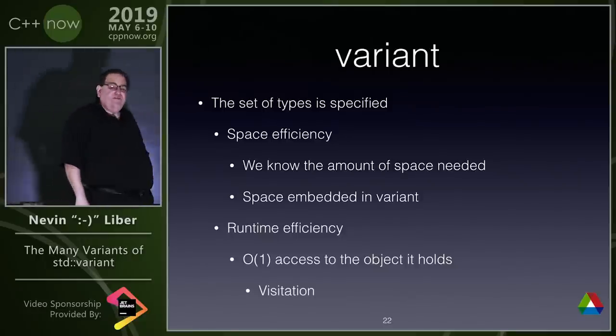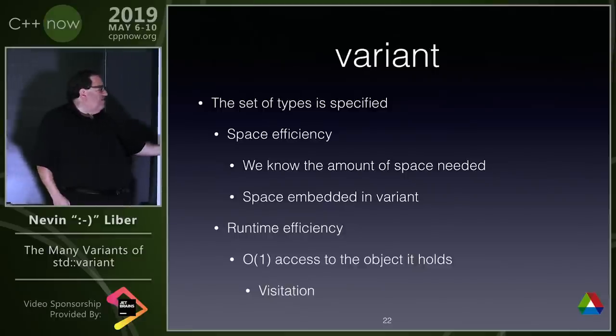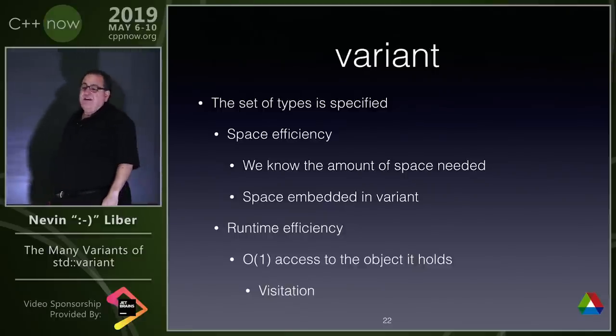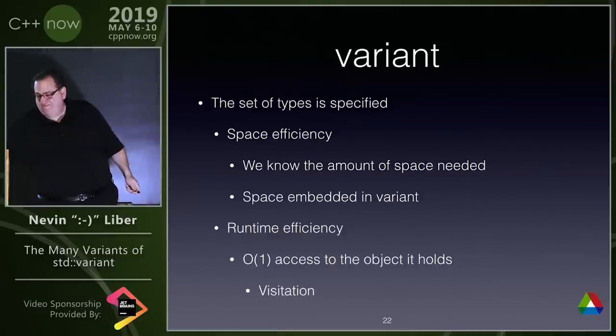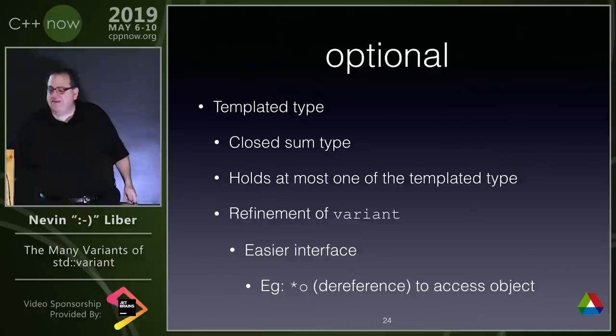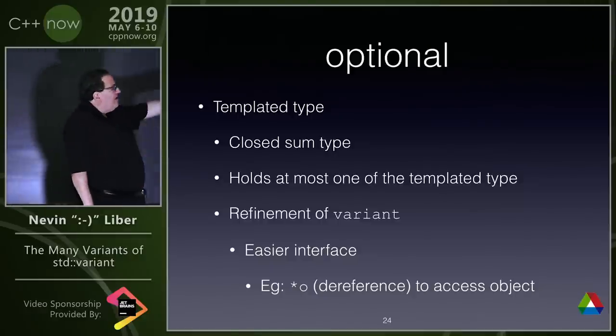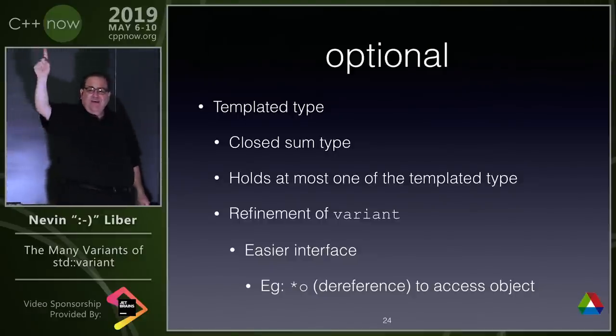And we can also do runtime efficiency, right? The problem with cascading ifs is that it's order n. We can do it with visitation, and we can do order one. And there's optional, which is also a template type and a closed sum type, but it holds up to one element.